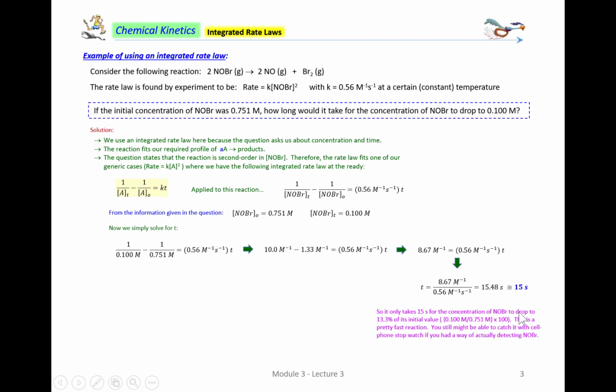It's a pretty quick reaction. You might be able to catch it if you were timing it with a stopwatch on your cell phone. If reactions become much faster than this, you'd need special instrumentation to follow it.